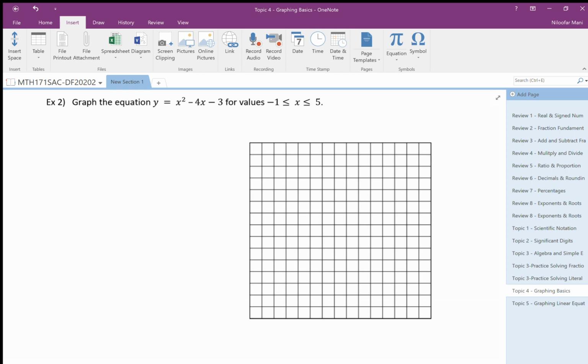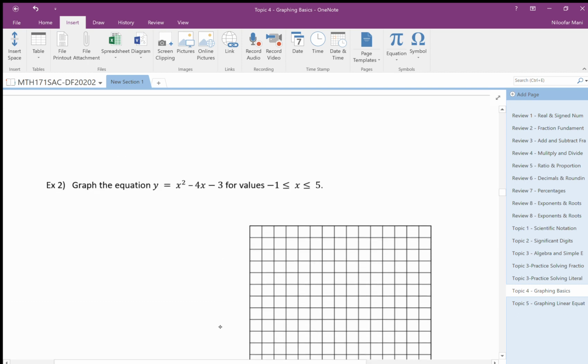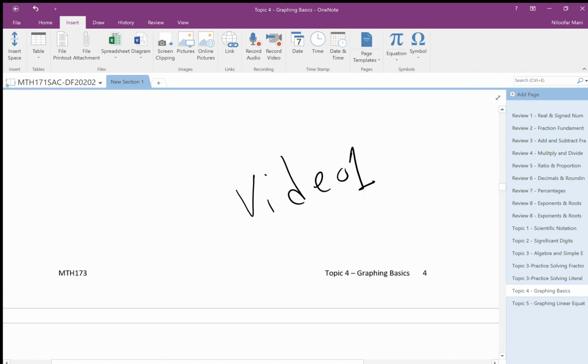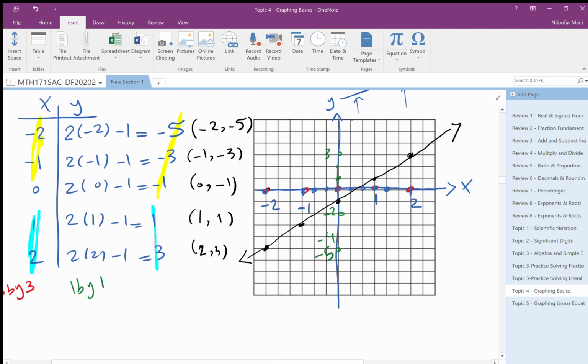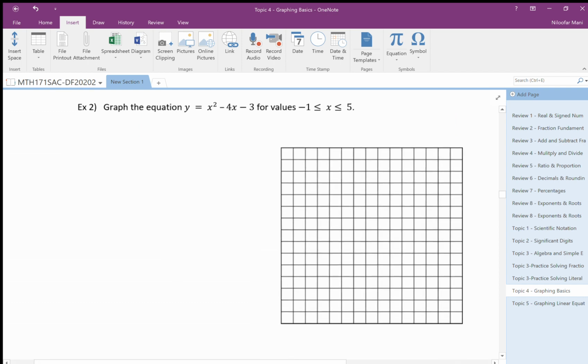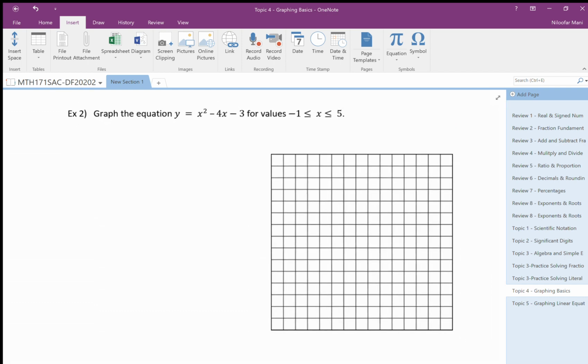Hi everyone, I continue on the lesson which is topic 4. Here I already talked about how to graph a line using table of values, and now I want to talk about another graph which is a curve. This is not a line because I see x squared, and I have a domain from -1 to 5.